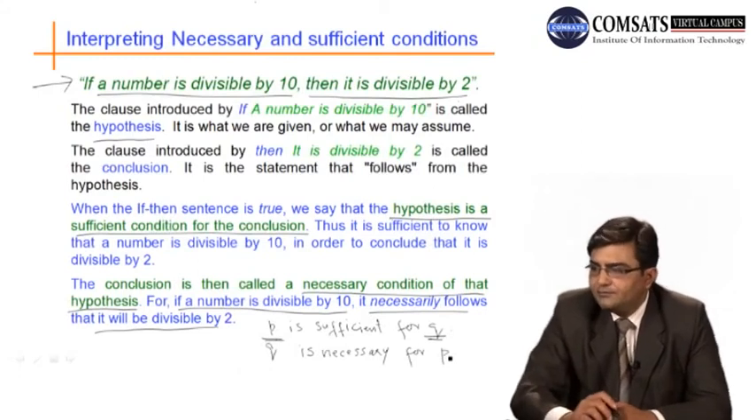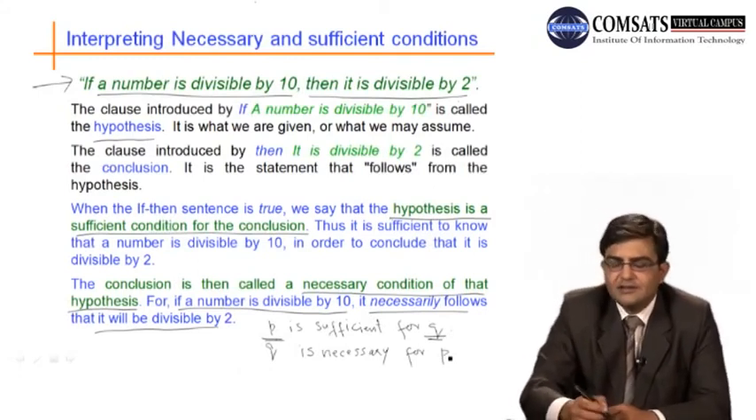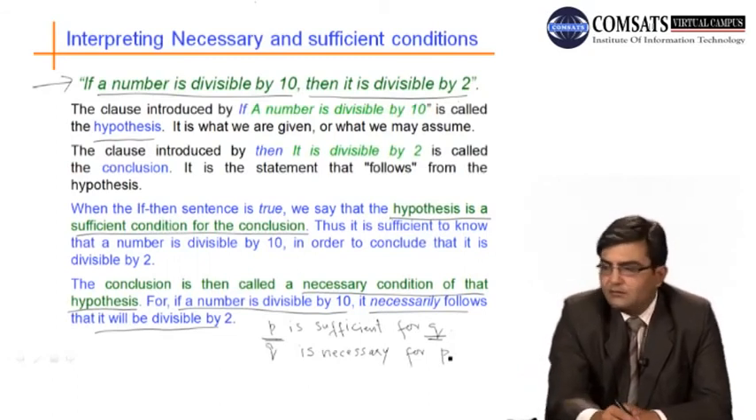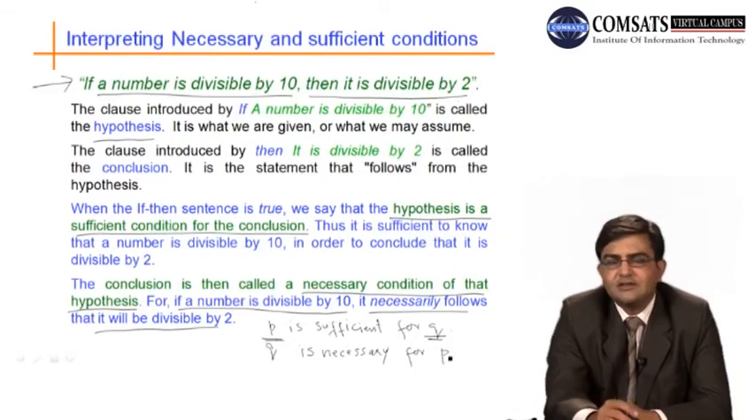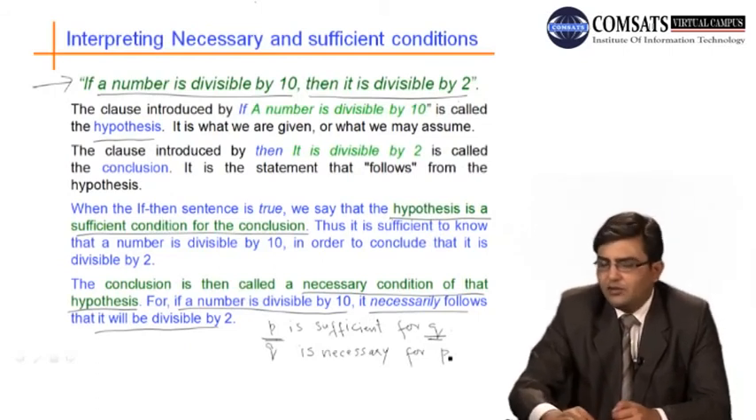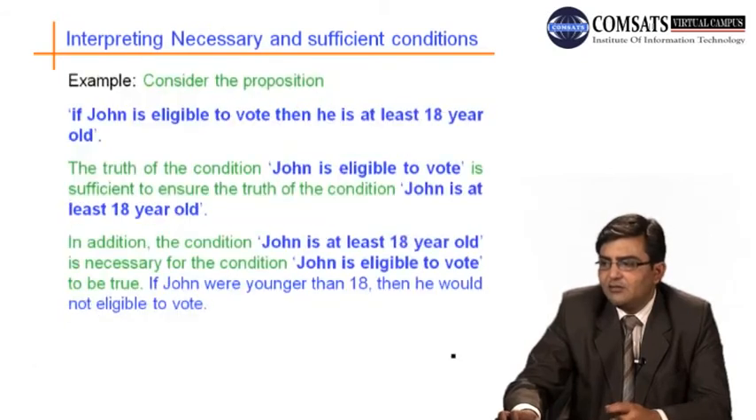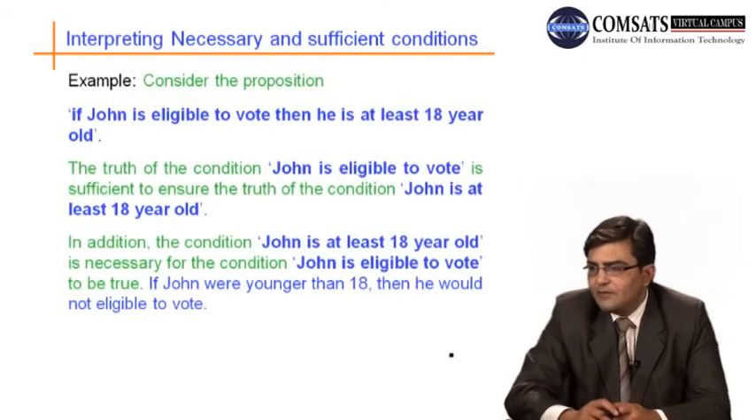So in such conditional statements, if hypothesis then conclusion, the hypothesis is a sufficient condition for the conclusion, and the conclusion Q is the necessary condition for the hypothesis. So this is how we interpret the necessary and sufficient condition. We see another example here.